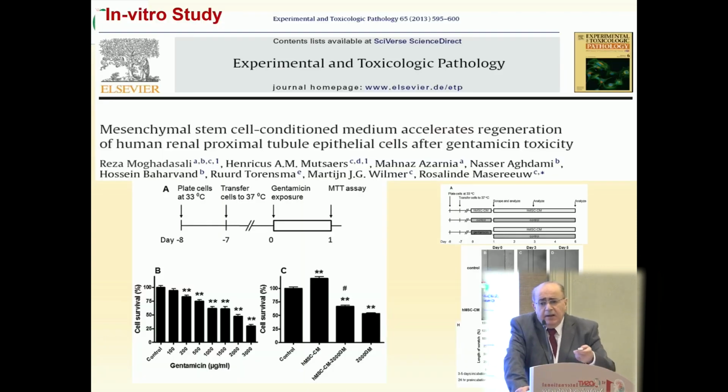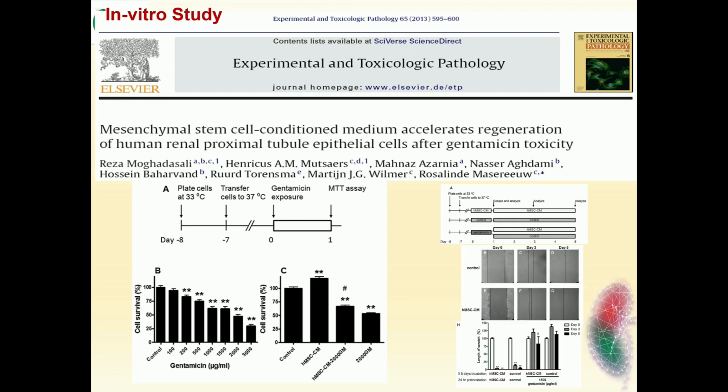Very interesting. Now, this is in human. This is a very interesting study published in Experimental and Toxicologic Pathology. It is about the mesenchymal stem cell conditioned medium that accelerates regeneration of human renal proximal tubule epithelial cells after gentamicin toxicity.